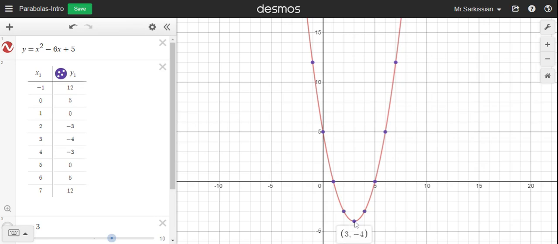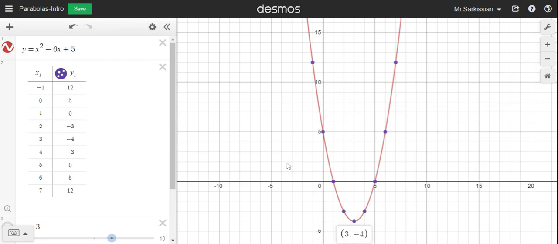(3, -4) is the lowest point on the parabola, which is called the vertex of the parabola. It is the lowest point on the curve, also known as the minimum point. And as I said, the graph is a symmetrical U-shaped graph.